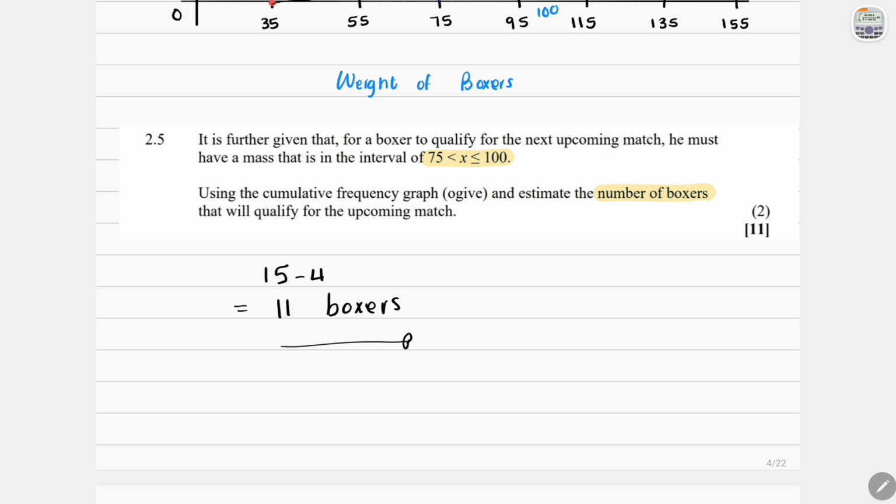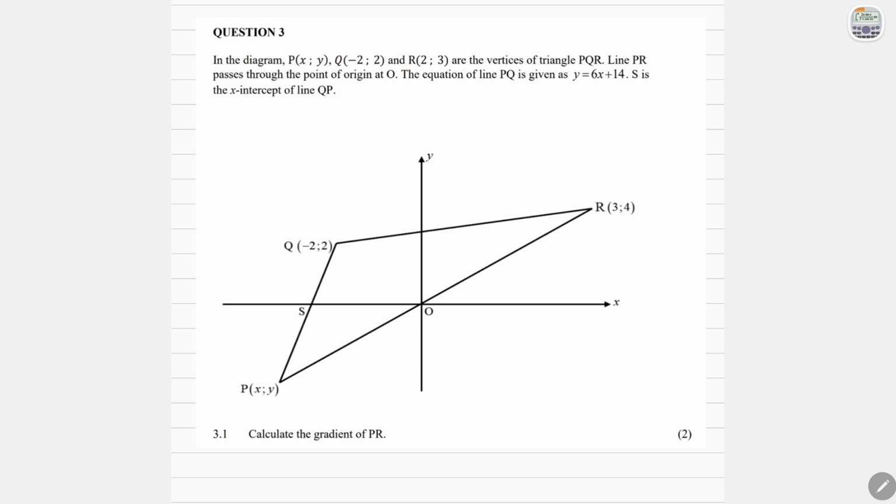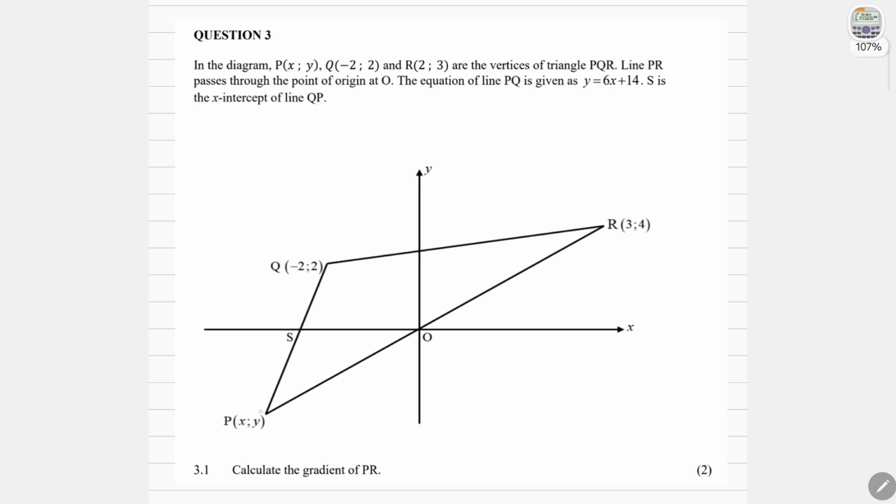And that is it for question 2. Question 3 says, in the diagram, P, which is X and Y, Q, -2 and 2, and R, which is, wow, okay, 2 and 3 or 3 and 4. Let's just see. With 2 and 3, it could be either one. We're going to just have to see. So there's a little bit of confusion here. It could be 2 and 3. It could be 3 and 4.